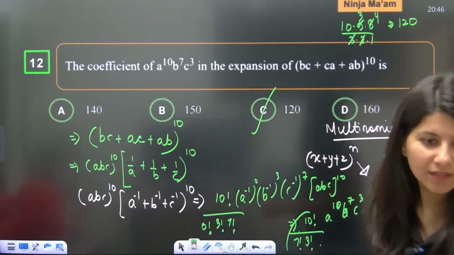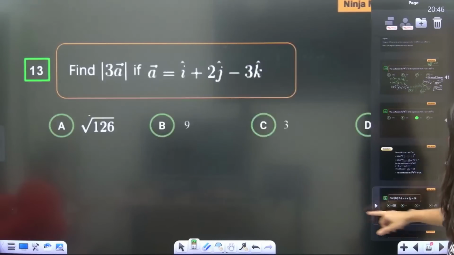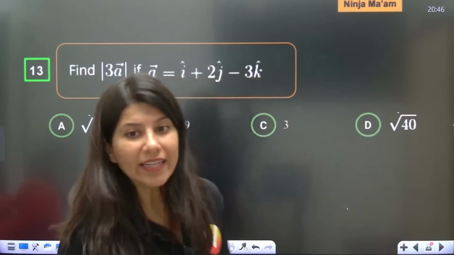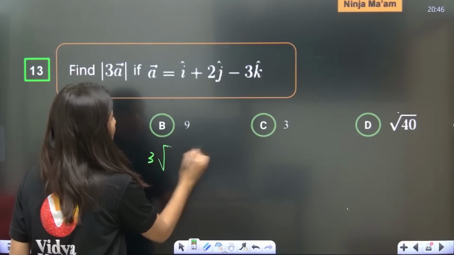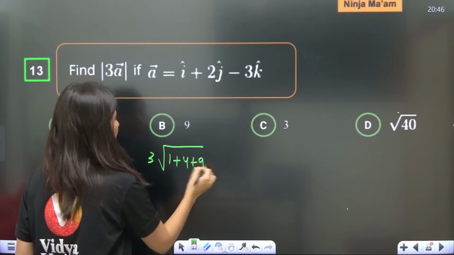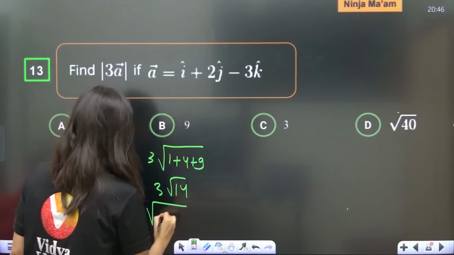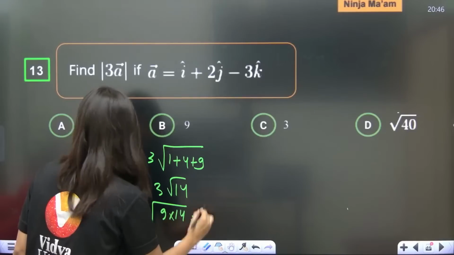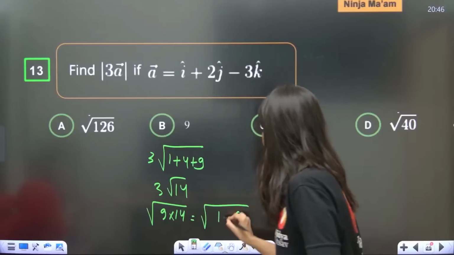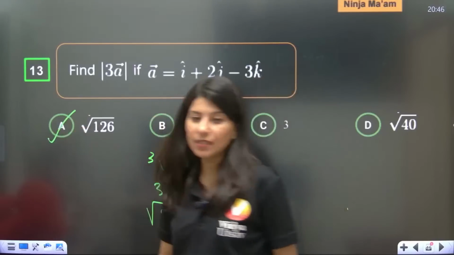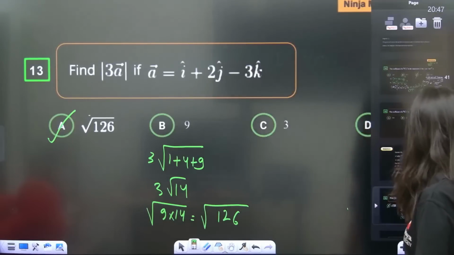All right. Clear? I think this question is again not very difficult, but yes, multinomial theorem. Now this question, see, find modulus of 3a. So 3 times square root of 1 plus 4 plus 9. So this is 3 root 14. 3 root 14 will be 9 into 14. So that is going to give you 9 fours are 36, 3 carry, so 126. Option A absolutely right. Everybody? Yes? Okay. Perfect. Next question done.